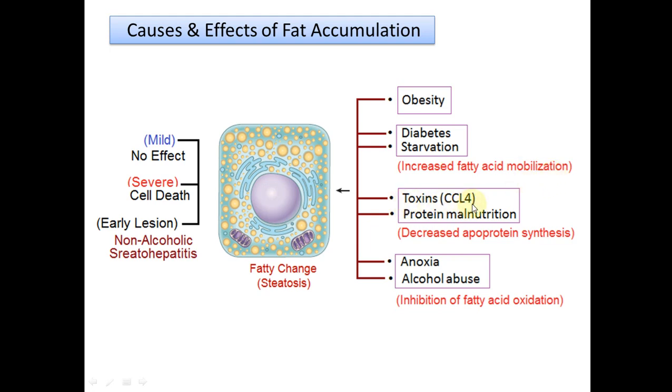Toxins like carbon tetrachloride and protein malnutrition, when there is a deficiency of protein, will lead to decreased apoprotein synthesis, and when there is decreased apoprotein synthesis, there will be decreased formation of the lipoproteins and decreased passage of the lipids from the liver into the circulation. Anoxia or hypoxia and excessive alcohol consumption also inhibit fatty acid oxidation, and when the fatty acids are not oxidized for energy, automatically they get converted into triglycerides and accumulate in the hepatocytes, resulting in the formation of fatty liver.